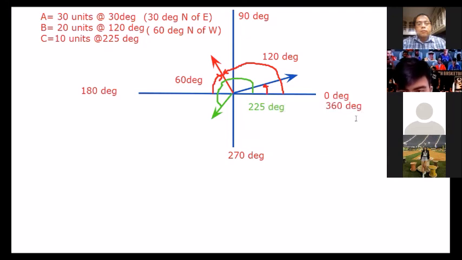So what's another name for 225 degrees? What's another name for 225 degrees? 45 degrees south of west. So this is also called 45 degrees south of west. We can do away with this thing like south of west, north of west, if our whole angle is plotted in terms of 0 up to 360 degrees.